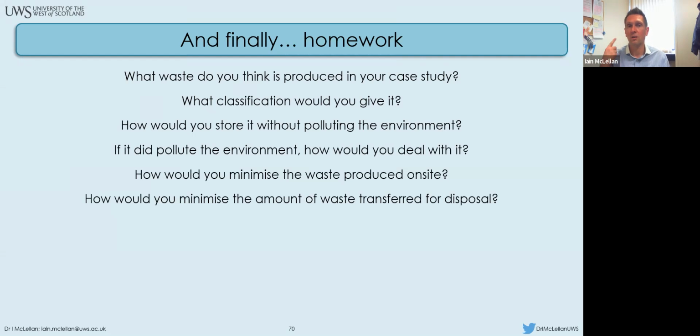So the 3 questions are: what waste is produced and how you would classify it. Question 2 is how would you store it without polluting the environment, and what would you do if it did pollute the environment? And then the third paragraph, how would you minimize waste produced on site, and how would you minimize the amount of waste transferred for disposal? They're kind of similar. So that's the homework.